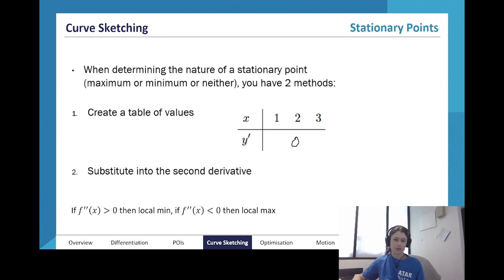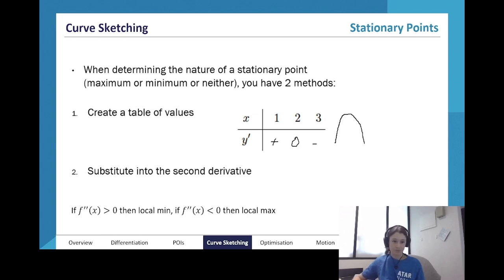So in our example here, the first derivative is positive on this side and negative on this side. This tells us that our curve is going to look like this, because it's going to be increasing, then it's going to have our stationary point, and then it's going to be decreasing. So it tells us that our curve has a local maximum point.